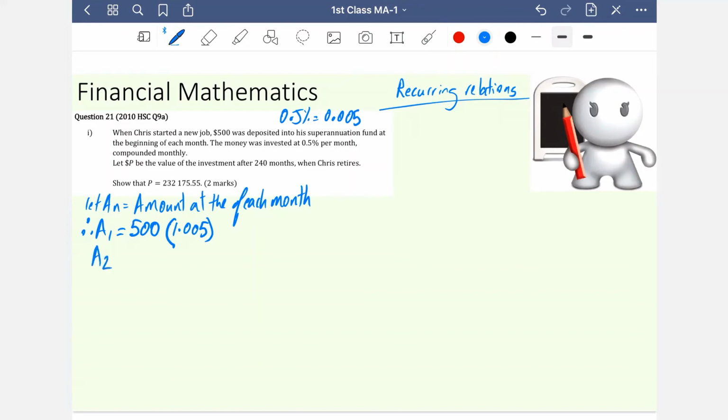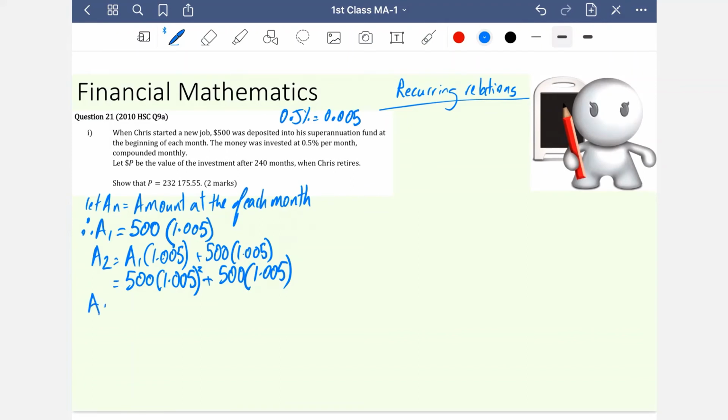Now, at the end of the second month, well, whatever he's got at the end of the first month is going to be compounded, plus the new $500 that he puts in at the beginning of the second month is also going to be compounded as well. All right. Now, A1 is 500 multiplied by 1.005. When I multiply it by a further 1.005, I'm going to get that squared. And this is the amount that he puts in at the beginning of the second month and what it accumulates to at the end of the second month.